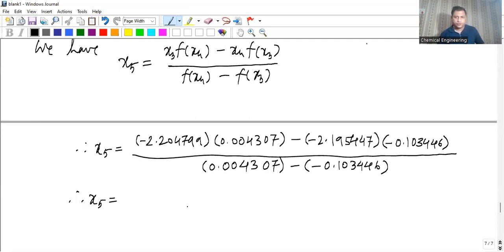What is the value we have? 2.019561. Positive or negative? We cannot have positive, we'll have negative. I'll check. These are three negatives, so numerator is negative, denominator is positive. So we'll get negative: minus 2.195040. What about the others?